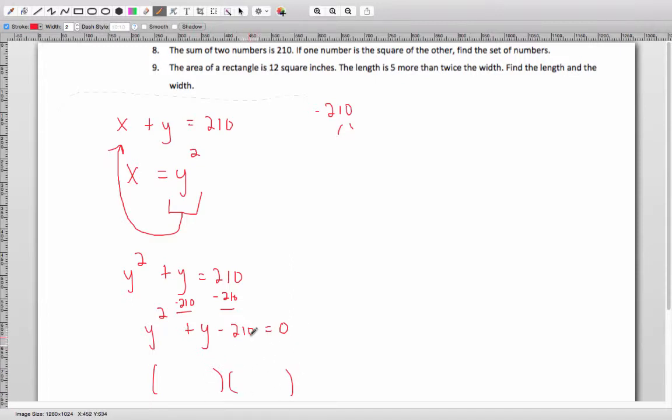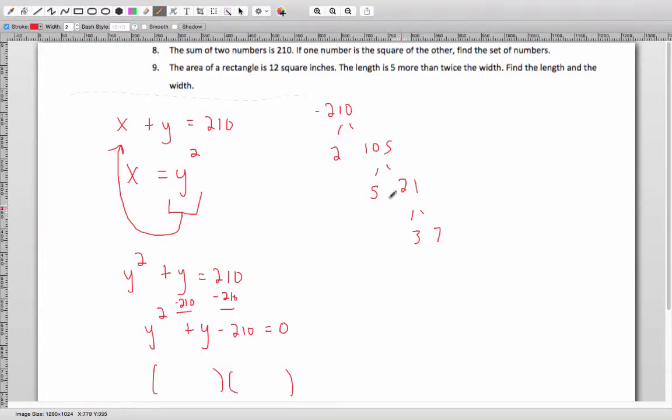If I go backwards, I want to know what times what is negative 210 that are added to give you 1. Off the top of my head, I don't know. I'm going to take this 210 and just break it down. Let's take half of it. 2 times 105. Well, I can't divide that by 2. I can divide that by 5. 5 goes into 105. Let's see, 5 goes into 10 twice, 1, that's 21. 21 could be broken down into 3 times 7. These are all my prime numbers.